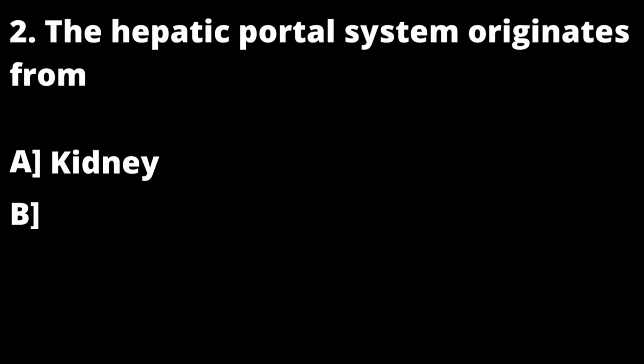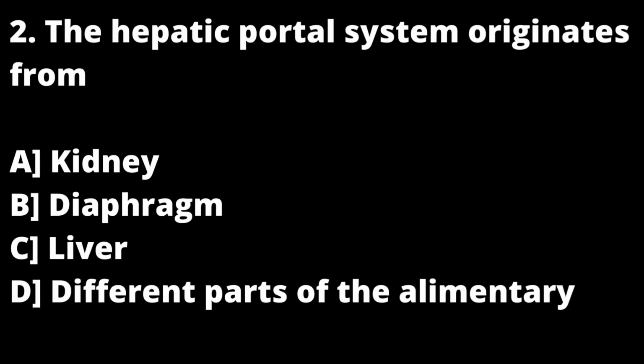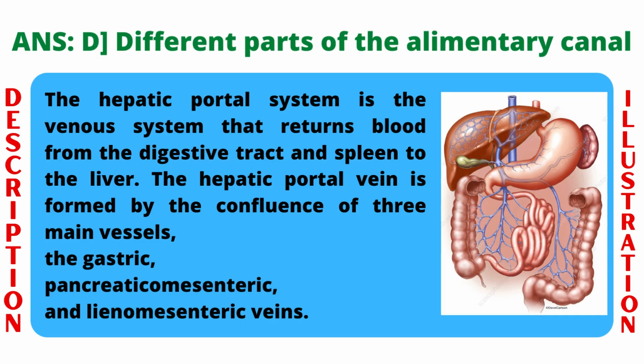Question 2. The hepatic portal system originates from A. Kidney, B. Diaphragm, C. Liver, D. Different parts of the alimentary canal. The answer is D. Different parts of the alimentary canal.